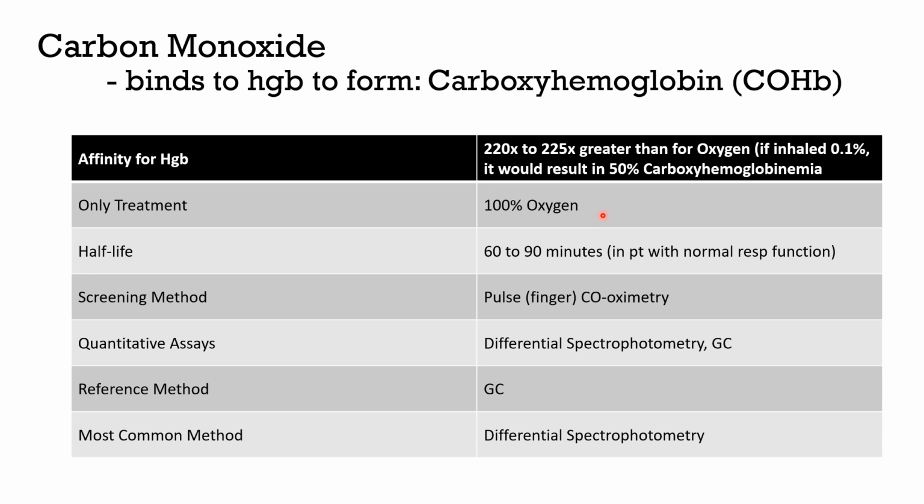The half-life in a patient with normal respiratory function could be as long as 60 to 90 minutes. That is the half-life alone. Screening method is your pulse oximetry or pulse co-oximetry, which uses a laser placed on the index finger. Quantitative assays would use differential spectrophotometry or gas chromatography, but the reference method is gas chromatography. The most common method used for carbon monoxide would be spectrophotometry.